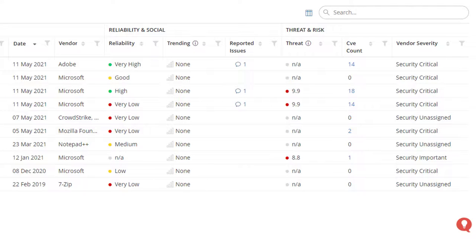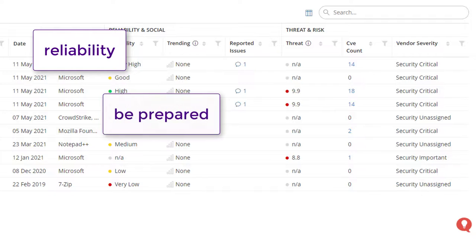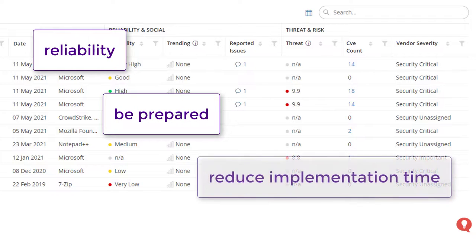Using all of the mentioned data helps you to build a picture to determine the reliability of a patch and any known issues so you can be prepared before you run into them. It can also help to reduce the time you need to test before implementing.